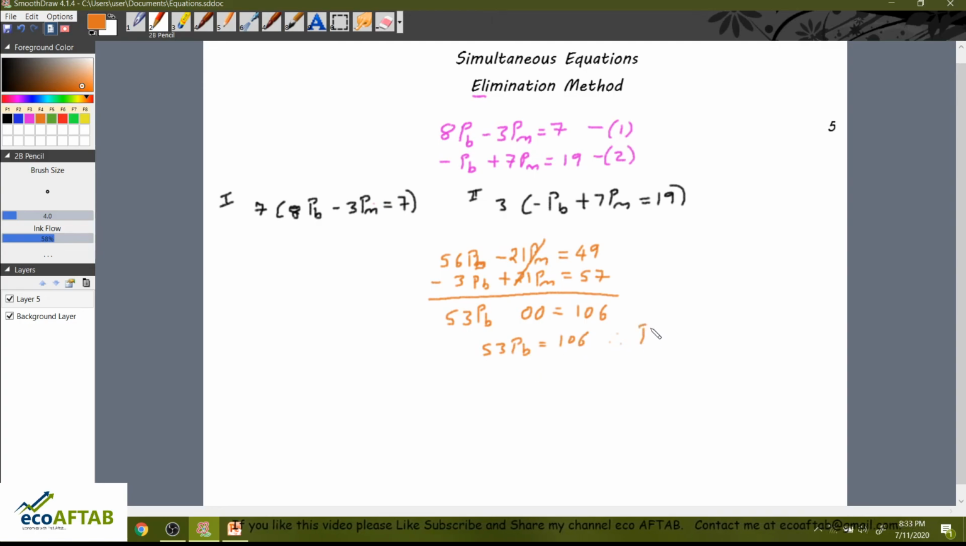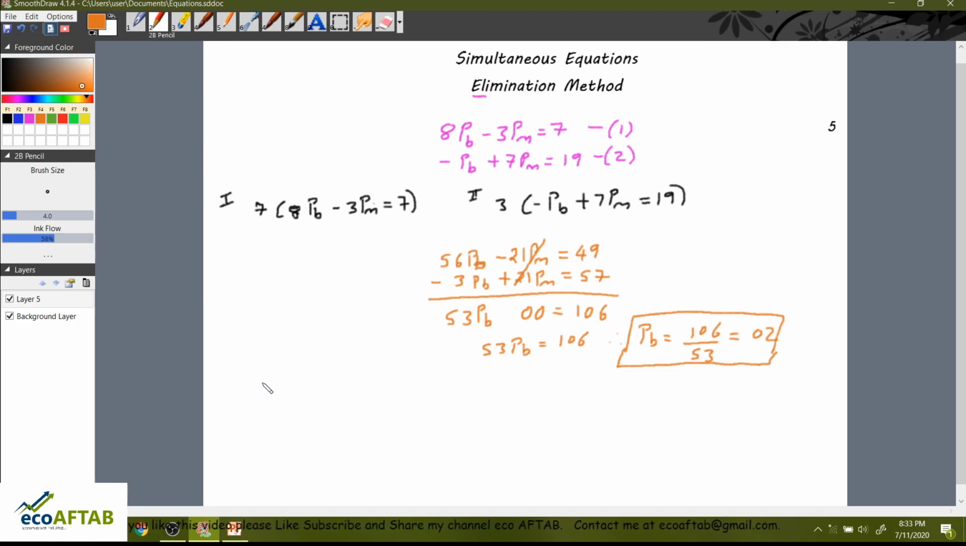Therefore PB is equal to 106 divided by 53. 106 divided by 53, that is equal to 2. So the first answer that we got is we found the value of banana. Price of banana is rupees 2.